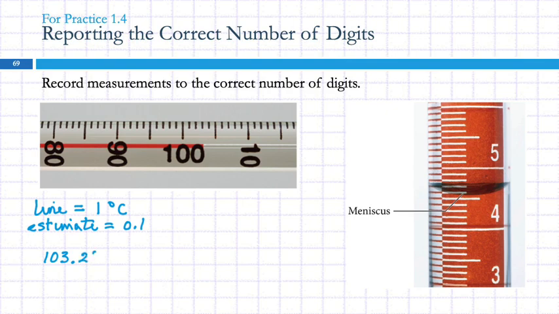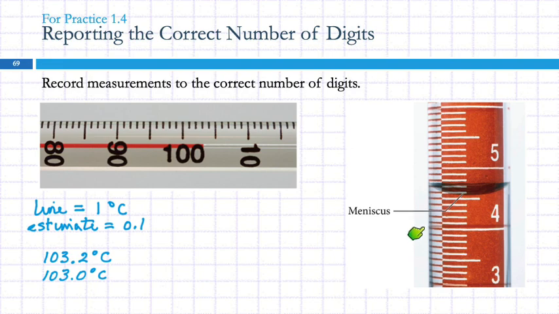So Remington says 0.2. You might say, well, I think it looks like it's right on the line. Well, then what do I do? Then I'm going to say 0.0. Because if I just said 103, that's suggesting that I didn't have any of these lines, and I was estimating between 100 and 110, right? Which is very different than the situation we have here. Somebody else might say 103.1. Cool. It's all good. Any questions about that? This is going to come up in lab.